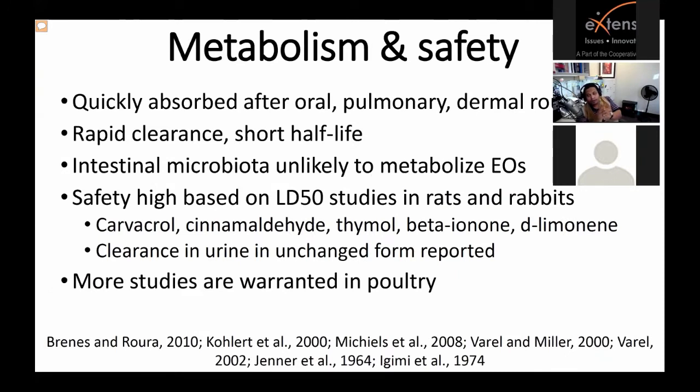Now, let's talk a bit about the metabolism and safety. As I said, essential oils can be quickly absorbed from the intestinal tract if you are giving them to the birds through the oral route. They can be absorbed really well through the pulmonary route, meaning the respiratory route. They can also be taken up well through the dermal route.